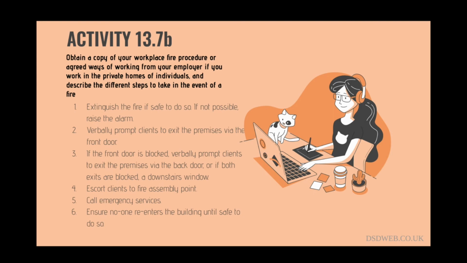Continuing with fire safety, activity 13.7b asks you to read your own workplace fire procedure and describe the steps to take in the event of a fire. Obviously, this will vary between workplaces, however, some general steps may be: extinguish the fire if safe to do so, if not possible, raise the alarm. Verbally prompt clients to exit the premises via the front door. If the front door is blocked, verbally prompt clients to exit the premises via the back door, or if both exits are blocked, a downstairs window. Escort clients to the fire assembly point. Call emergency services. Ensure no one re-enters the building until safe to do so.